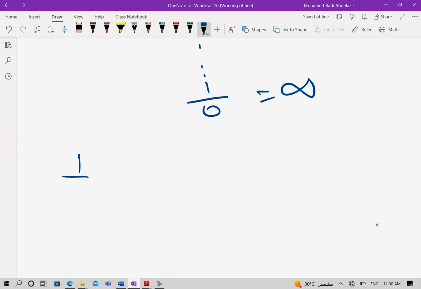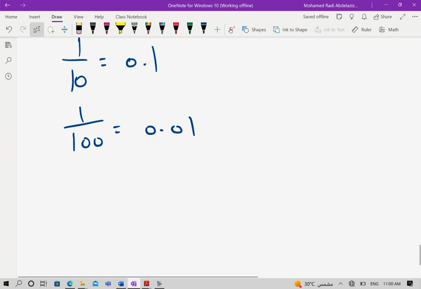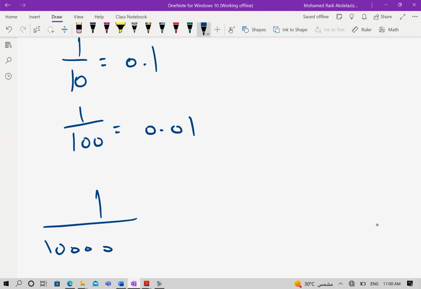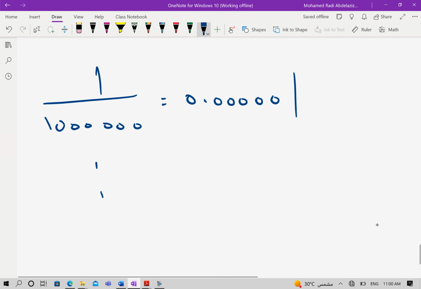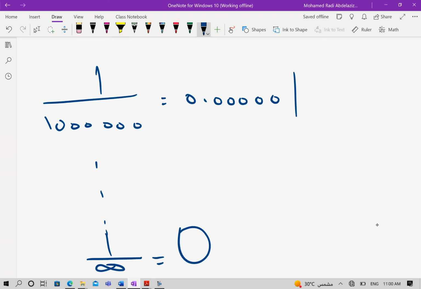Now if we switch, 1 over 10 is 0.1, 1 over 100 is 0.01. If you increase the denominator, the value decreases. If we increase it to a million, it will be 0.000001. If we increase it to infinity, the answer will be 0. So please, from now on, 1 over 0 is infinity, and 1 over infinity is 0.